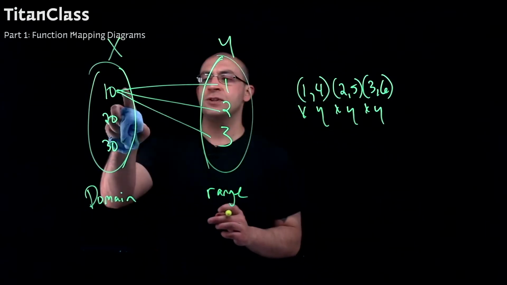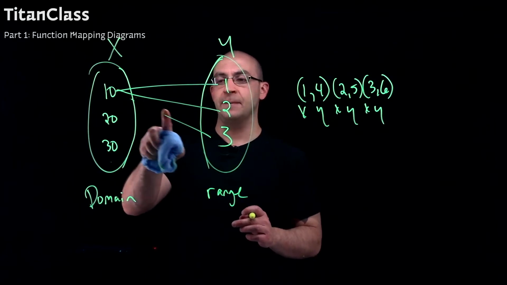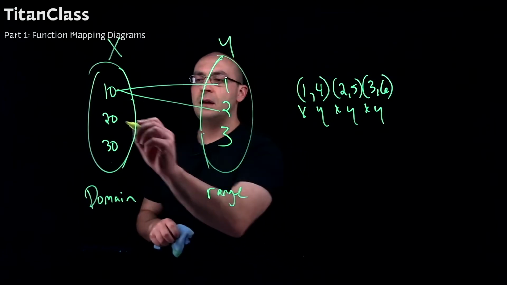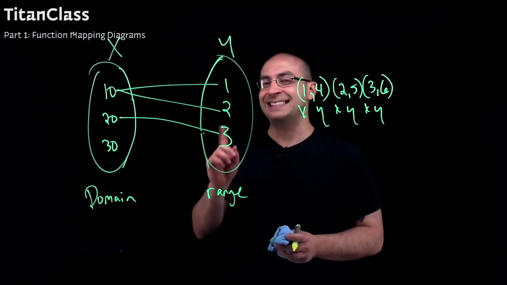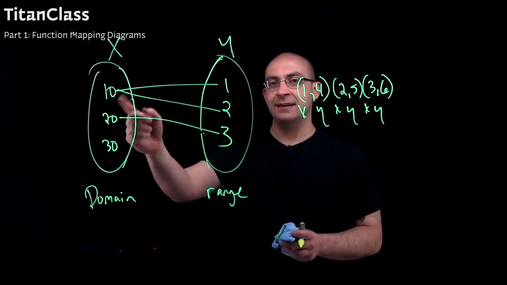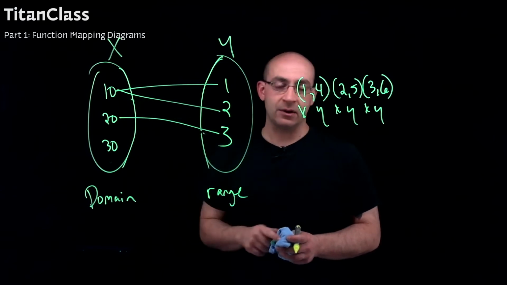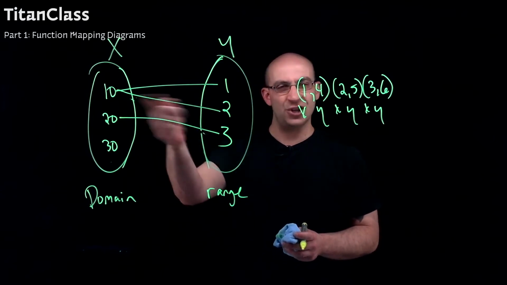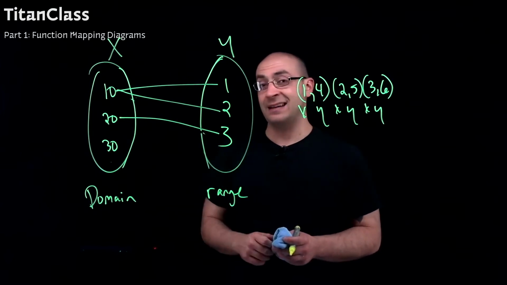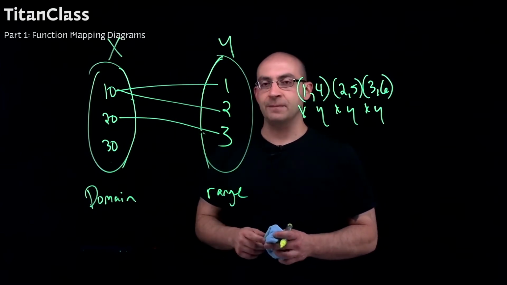What if we just erased this 10 going to the 3 and we made a 20 go to a 3? Would that change this thing? No, it's still not a function. Because again, this 10 cannot have two arrows going to any types of y values. So the 10 is being shared, kind of, to the 1 and the 2. That can't happen. So again, not a function.